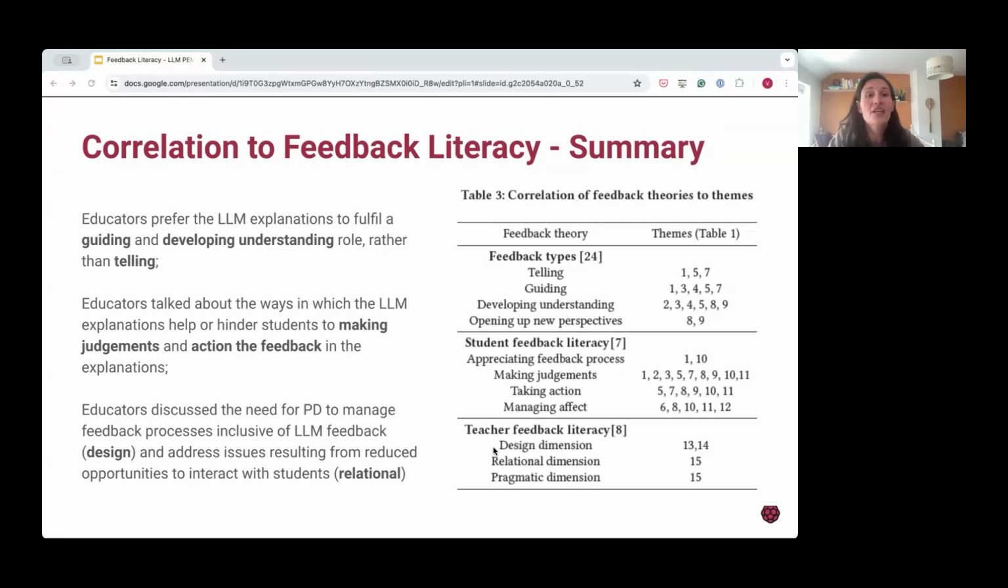And finally, educators brought up the need for professional development for them to better understand the implications of using large language model explanations in the classroom, as well as designing the use of large language models in a way that accounts for those benefits that educators and students currently get from face-to-face interactions.